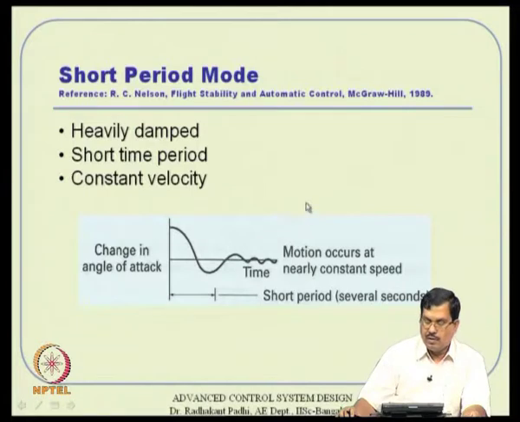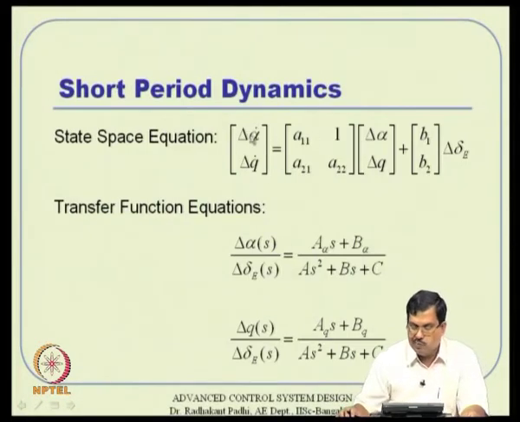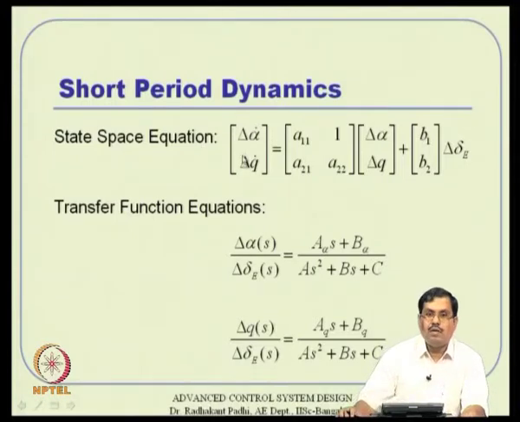That is the motion we are talking about, and this motion is typically given by 2 equations in alpha and q. Essentially delta alpha dot and delta q dot are given by linear equations like this. And if you really want this state space model converted to a transfer function, then we know how to do that.